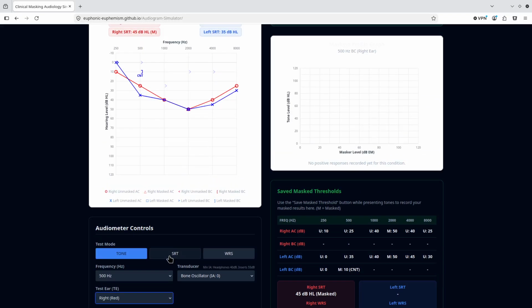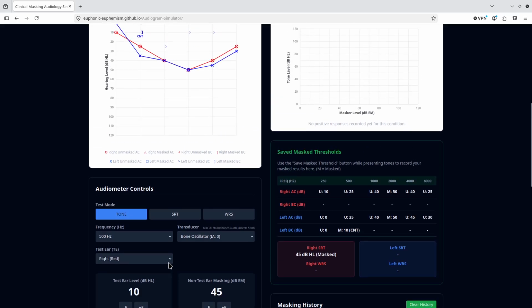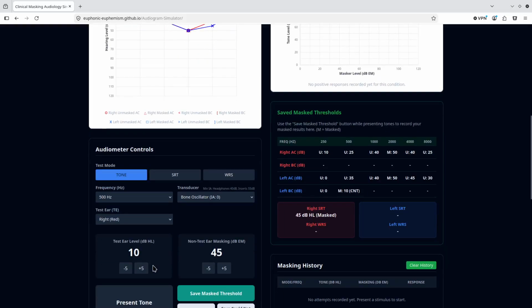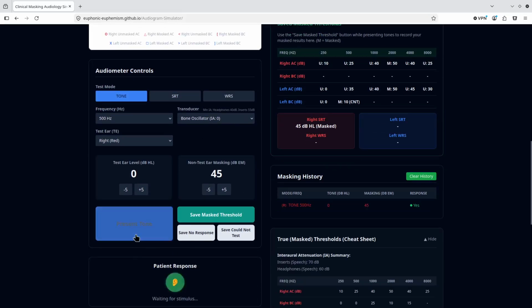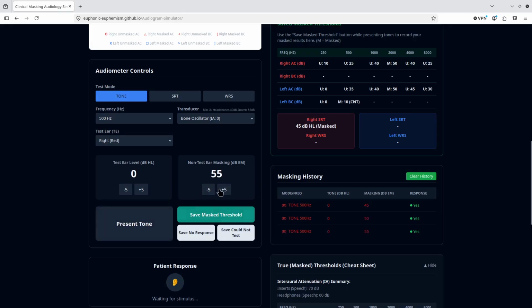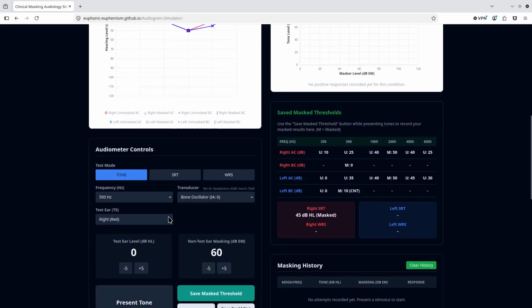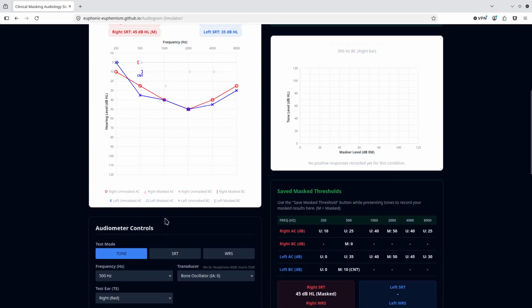Right ear, we're going to do it without the occlusion effect to be safe here, 45 dB for the right ear, and starting out at 0 dB. Present tone. Raise the masker, yes. Raise the masker, yes. Raise the masker, yes. We plateaued. Okay, we've got a right masked bone conduction threshold.